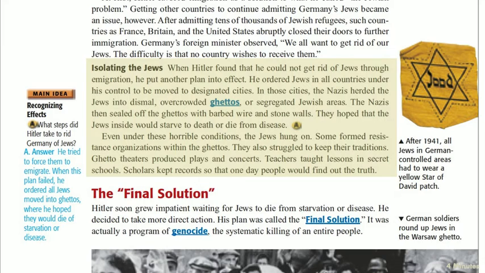Even under these horrible conditions, the Jews hung on. Some formed resistance organizations within the ghettos. They also struggled to keep their traditions. Ghetto theaters produced plays and concerts. Teachers taught lessons in secret schools. Scholars kept records so that one day people would find out the truth.